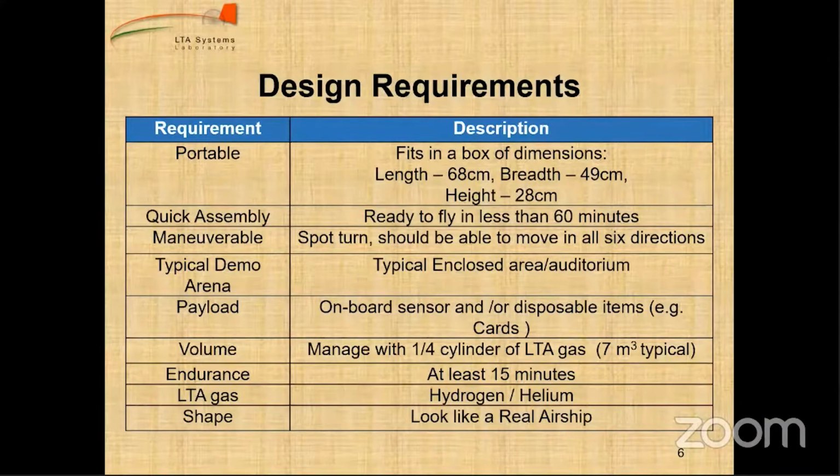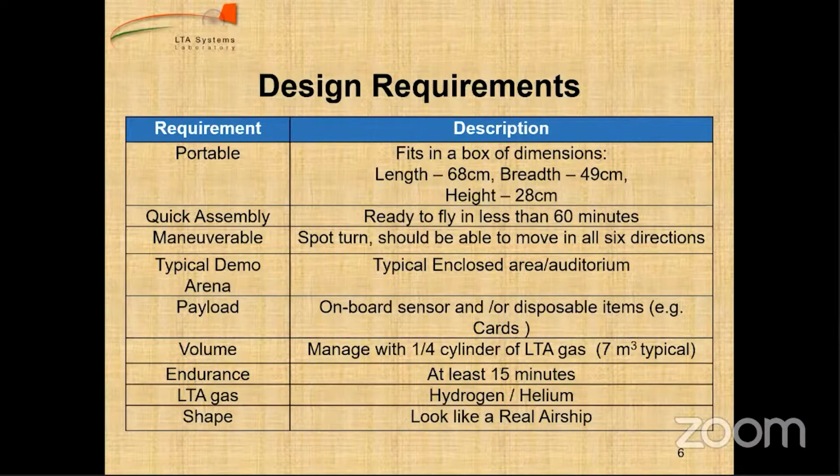As we'll have less space indoors, it will be very feasible for us to get a spot turn. Yeah, very good possibility. As the hall or the classroom will have corners, and we will have limited space available to us for the airship to fly. So that's why it should be able to perform the spot turn, correct? And it should be able to move in all 6 directions, like I mentioned, it should have 3 axis control, so it can move in all the 6 directions.